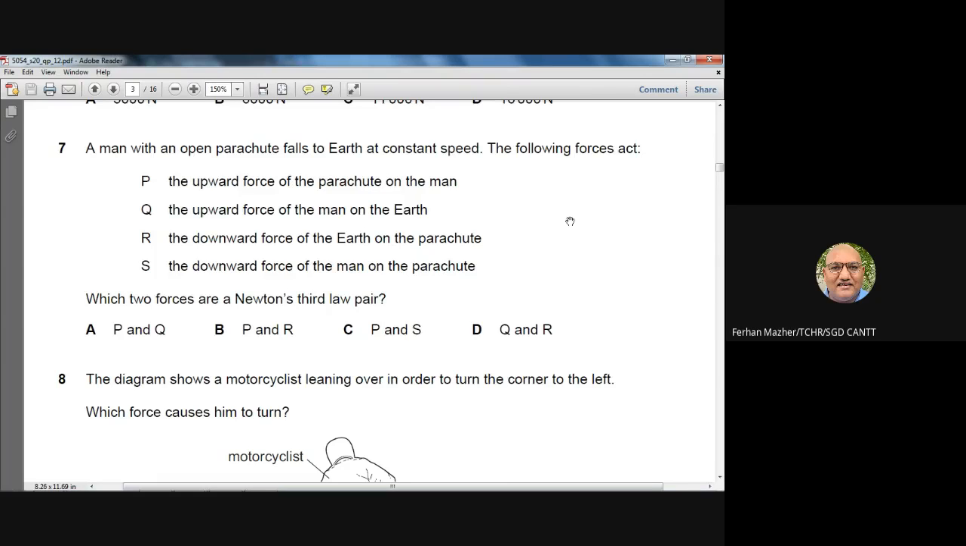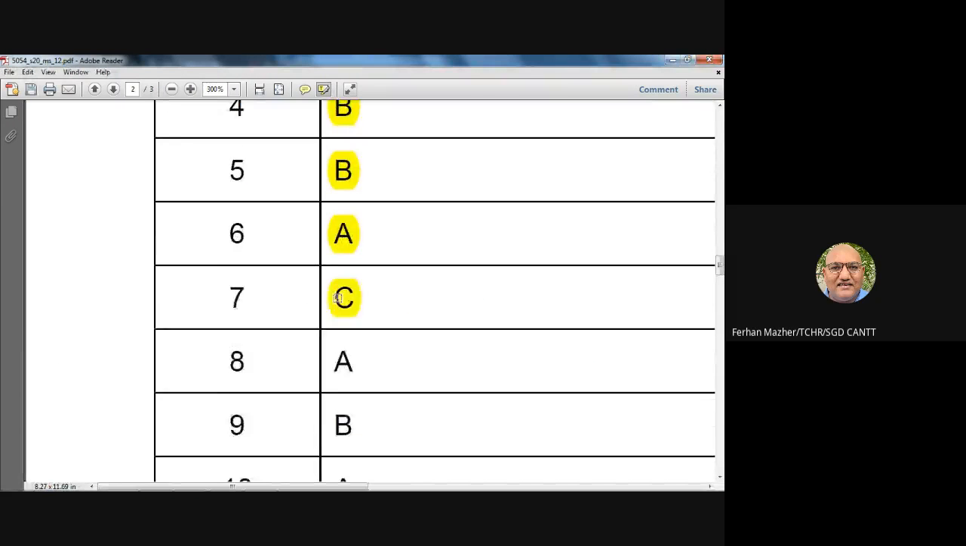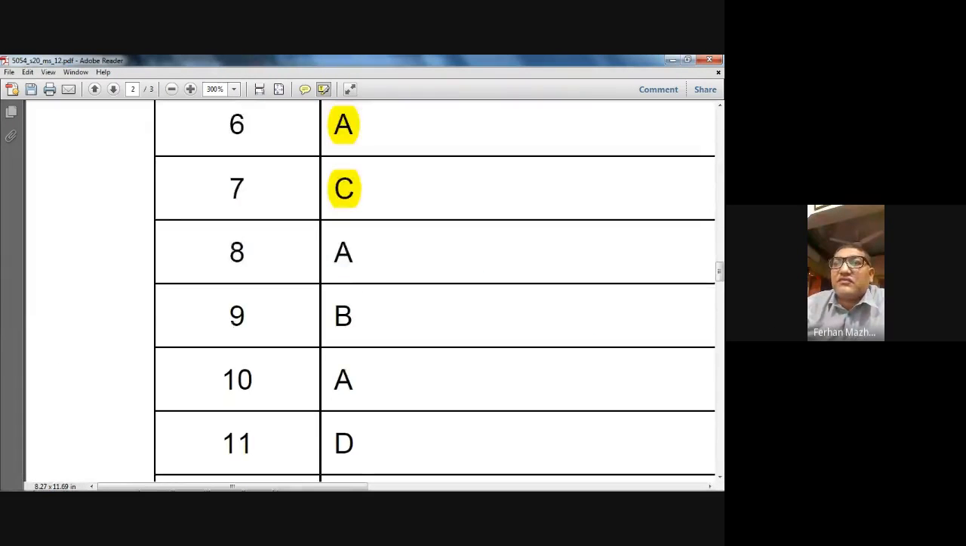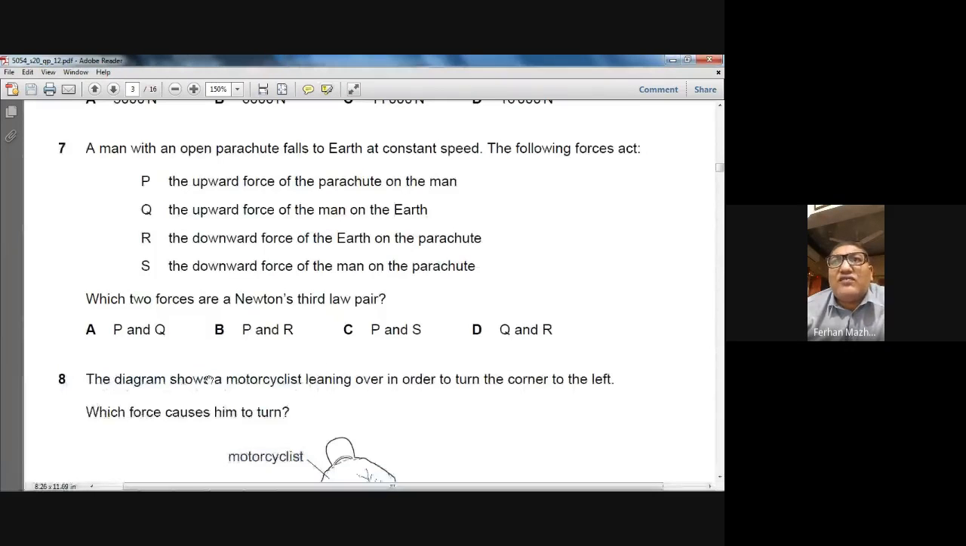C is the right choice. Let's check. Question number 7, C is the right choice. You see the upward force of the man on the earth and the downward force of the earth on the parachute. The names have changed, so they cannot be the pair. So C is the right choice.